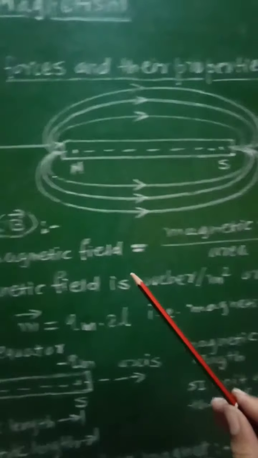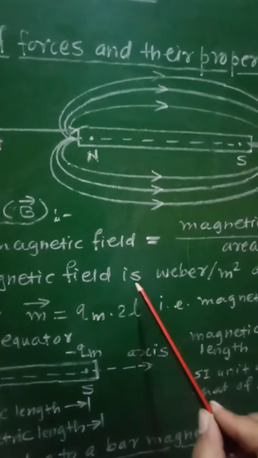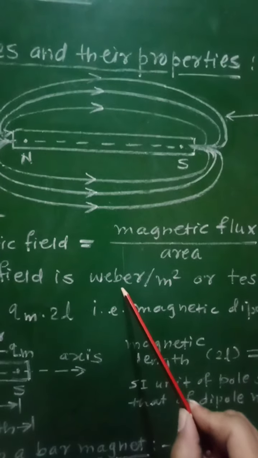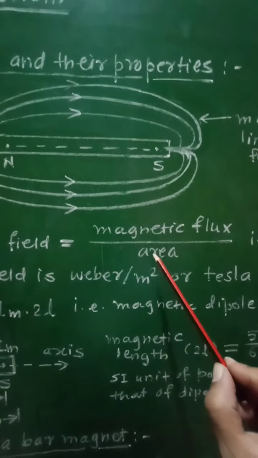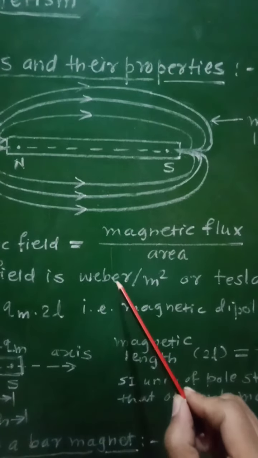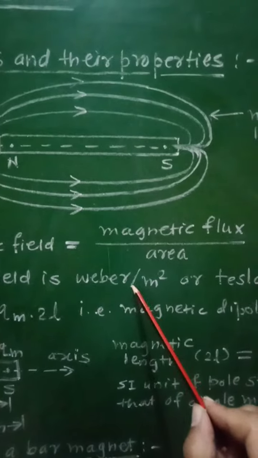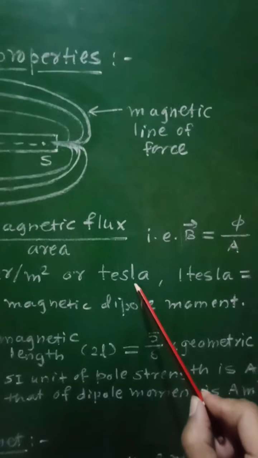The SI unit of magnetic field B is Weber per meter square, where Weber is the unit of magnetic flux and meter square is the unit of area. Therefore, the SI unit of magnetic field B is Weber per meter square, or it is called Tesla.